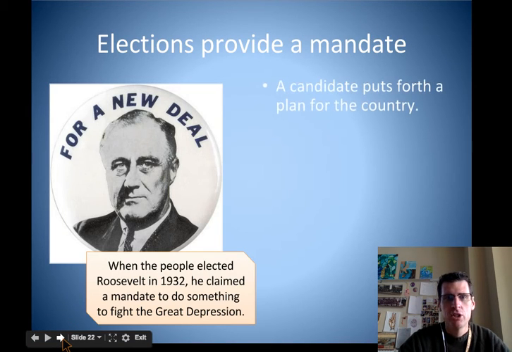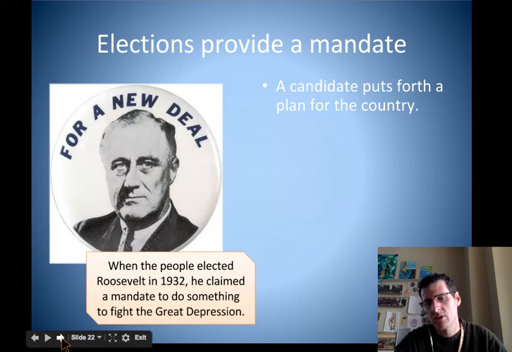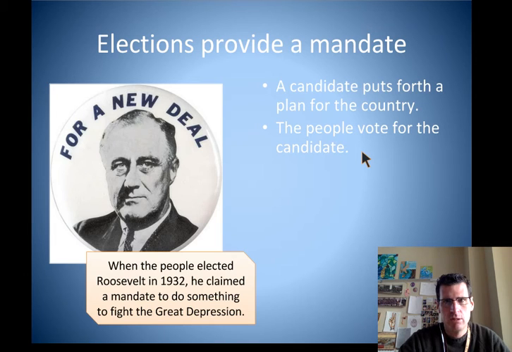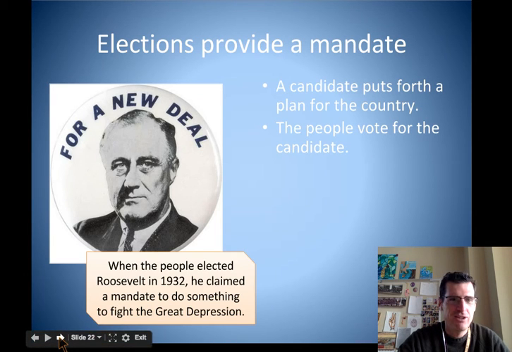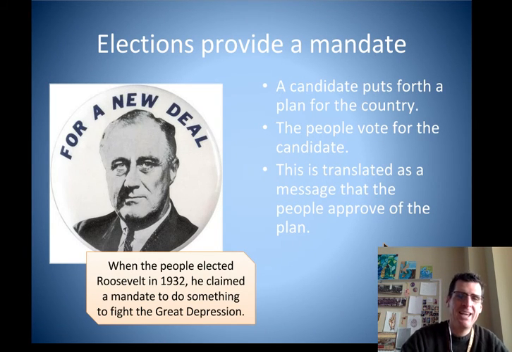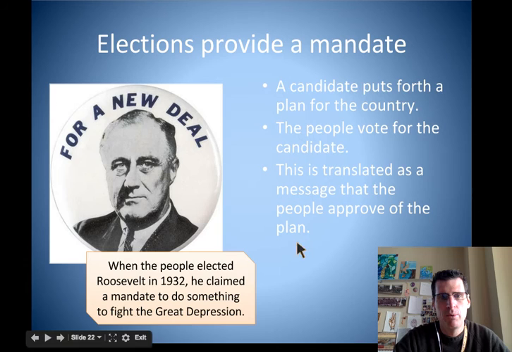All right. So basically it works like this. A candidate in the campaign puts forth a plan for the country. Like, here's what I'd like to do with taxes. Here's what I'd like to do with foreign policy, whatever it may be. The people then go out and vote, and the winner will get more votes in most cases than the person who doesn't win, the loser. And so this is translated as a message that the people approve of the plan of the president. That's what we call the mandate.